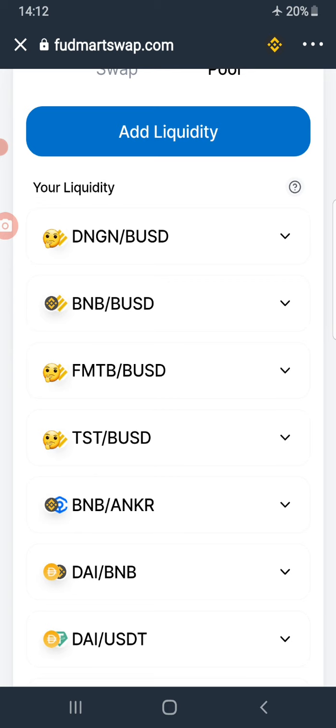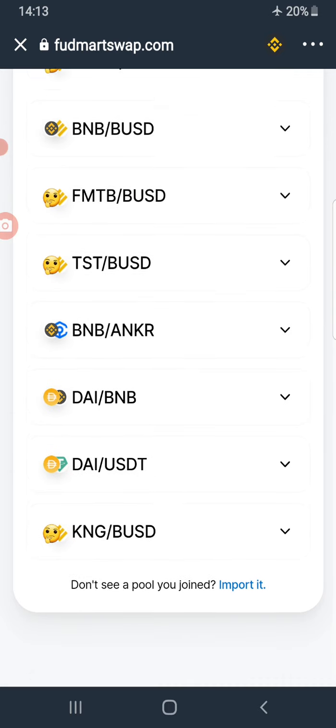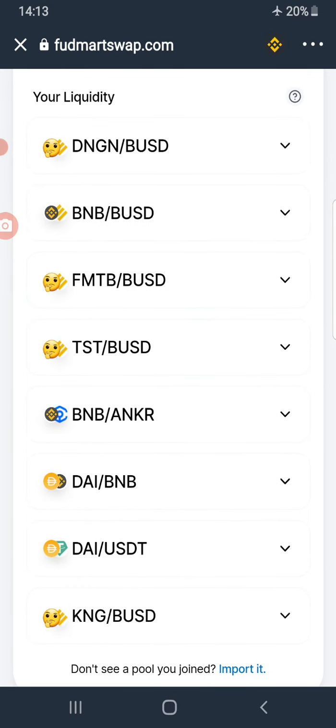Okay, so what happens in this case is that we are offering you out there that has enough funds or idle funds to come and invest in the liquidity pool of this pair. And we are going to have a portion of the FudmartSwap token being given to the early liquidity providers of MoneySwap.